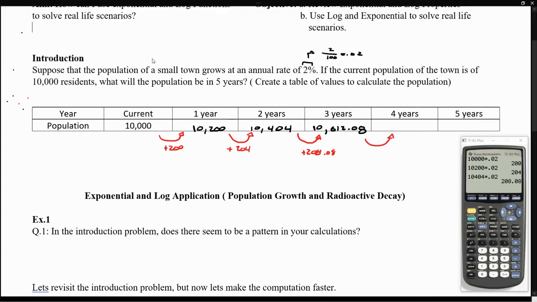Let's find out the population in the fourth year. Again, I'm just going to add 2% of what the previous year was. So let's compute that: 10,612.08. Sorry, I don't know why the calculator keeps doing this. Let's start that one more time. 10,612.08 times 0.02, we're going to get about 212. So we're going to add 212 residents.